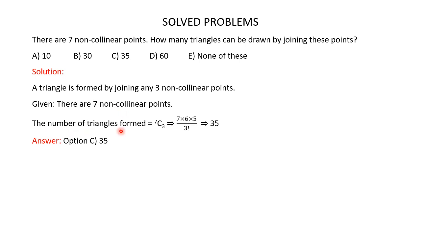So the number of triangles formed is equal to 7C3, which is nothing but 7 multiplied by 6 multiplied by 5 divided by 3 factorial. We know that 3 factorial is 6. So the 6 in the numerator and the 6 in the denominator gets cancelled. 7 multiplied by 5 is 35. So 35 triangles can be drawn by joining the given 7 non-collinear points. So the correct answer is option C, 35.